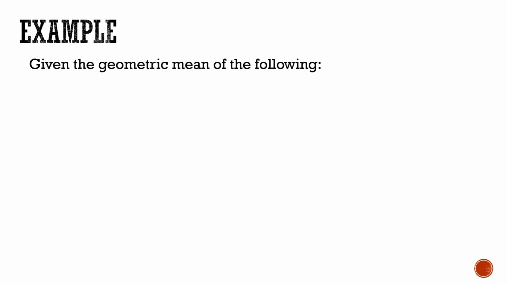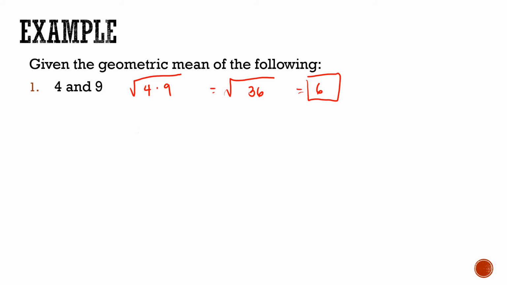Given the geometric mean of the following, we have 4 and 9. So how to find the geometric mean of the two numbers? We will simply write this as the square root of 4 times 9. So the product of 4 and 9 is 36. And the square root of 36 is 6. Therefore, the geometric mean of 4 and 9 is equal to 6.